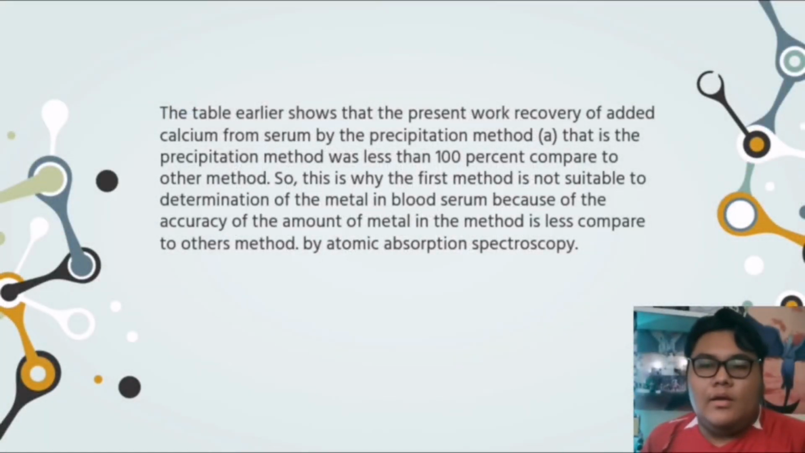Next, the table earlier shows that the recovery of added calcium from serum by the precipitation method, that is the A method, was less than 100% compared to the other methods. So this is why the first method is not suitable for determination of the metal in blood serum by atomic absorption spectroscopy, because the accuracy of the amount of metal in the method is less compared to the other methods by atomic absorption spectroscopy. So this is the overall discussion for the experiment.